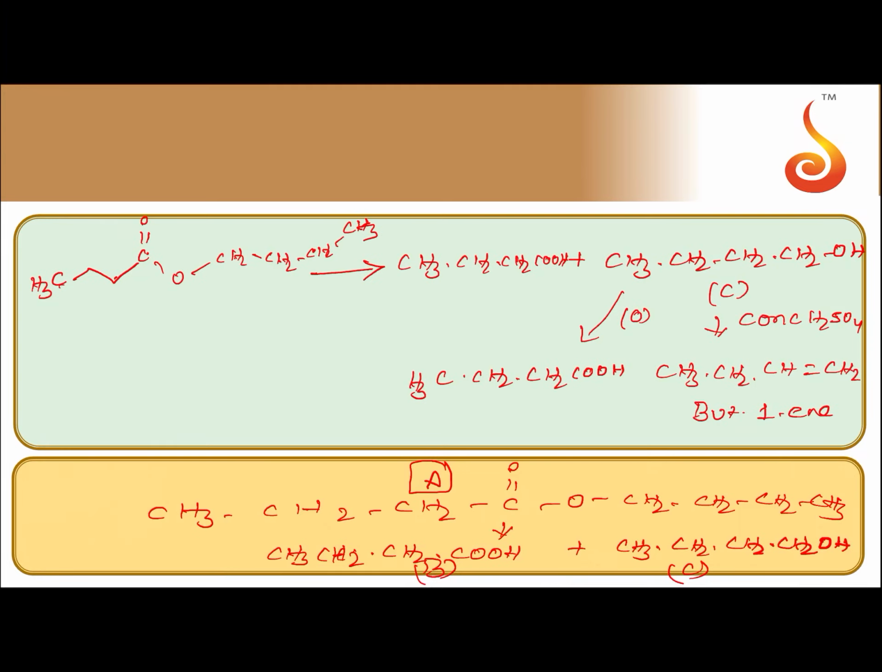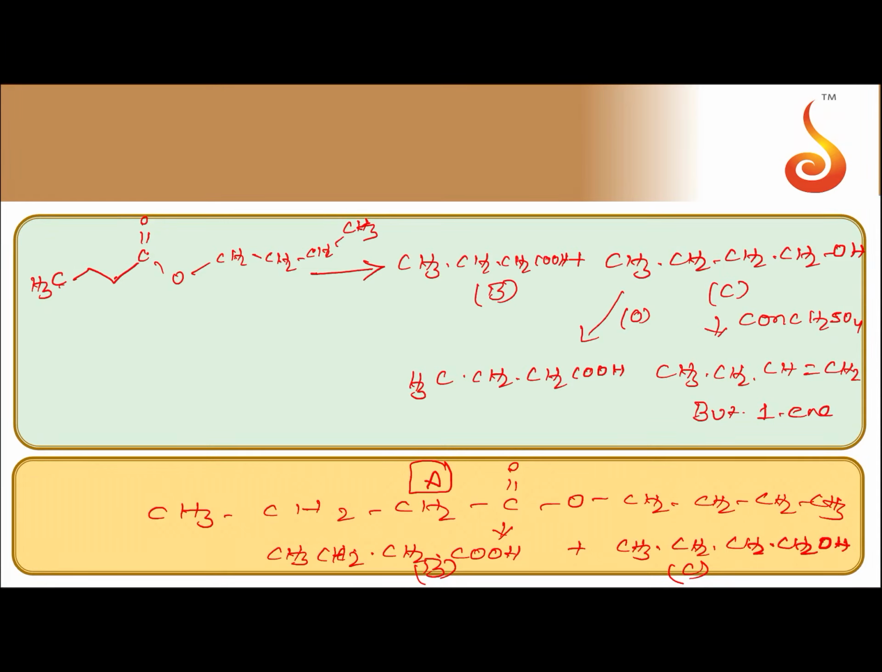So what is compound A and what are the reactions they asked? Again I am explaining. Ester on hydrolysis will give a carboxylic acid and an alcohol. So compound A is giving a carboxylic acid and an alcohol, which means compound A should be an ester. And compounds B and C are the carboxylic acid and the alcohol. C on treating with a dehydrating agent forms but-1-ene. So it should be butanol.